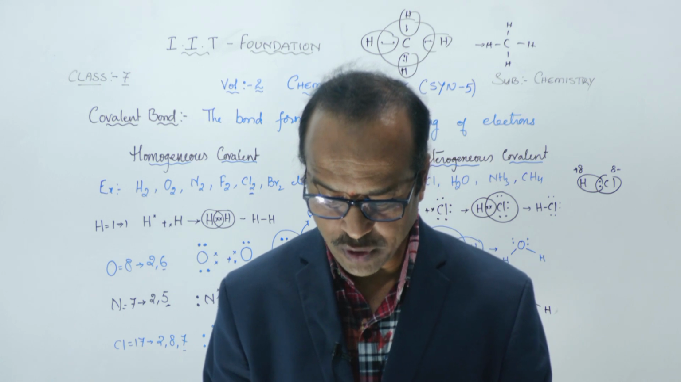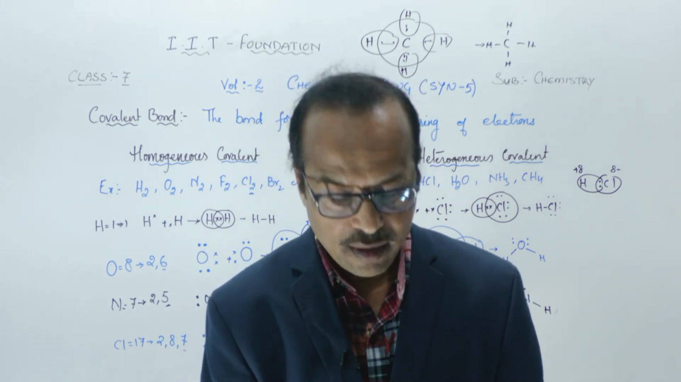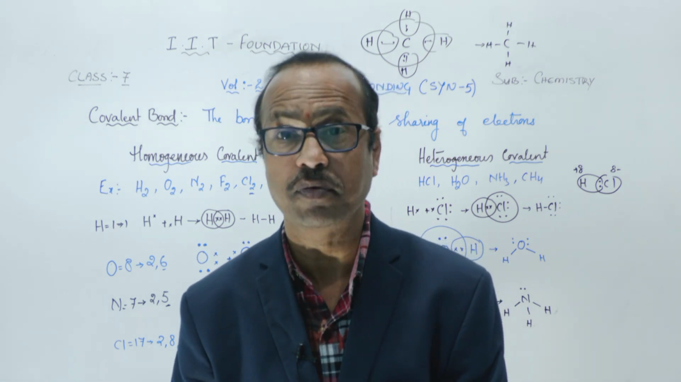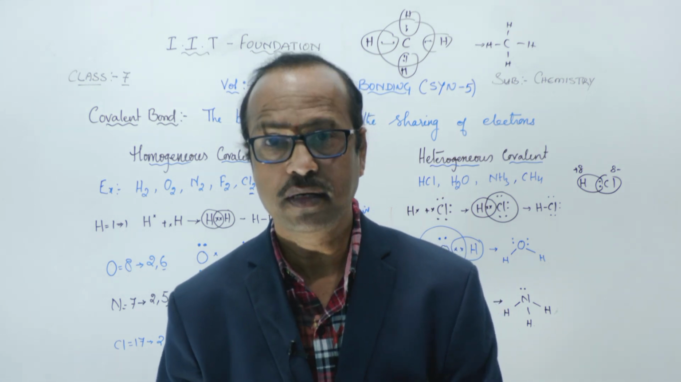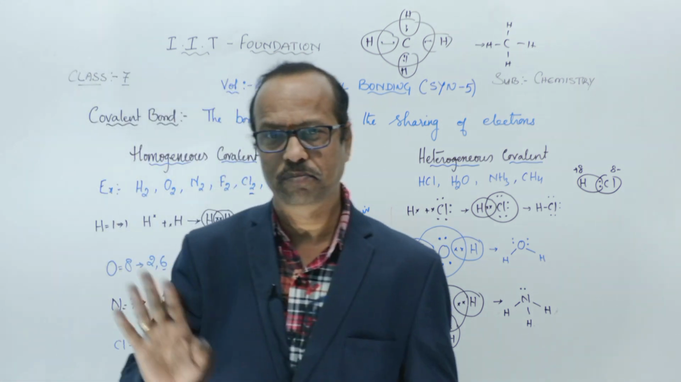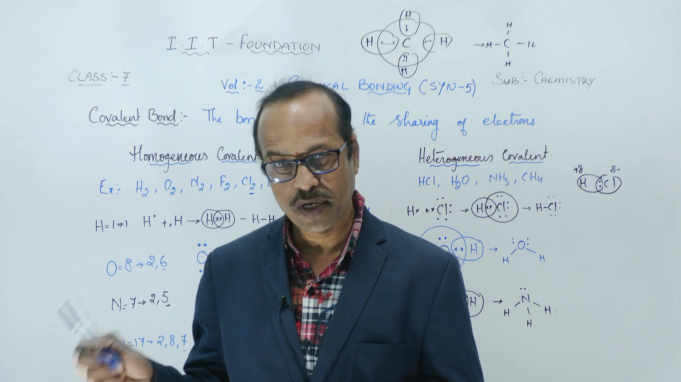With this, we completed the first chapter from volume 2. Very important chapter. Actually, the chemical bond chapter is a very big chapter. In the 7th class we have stopped here, but this chapter is very big.